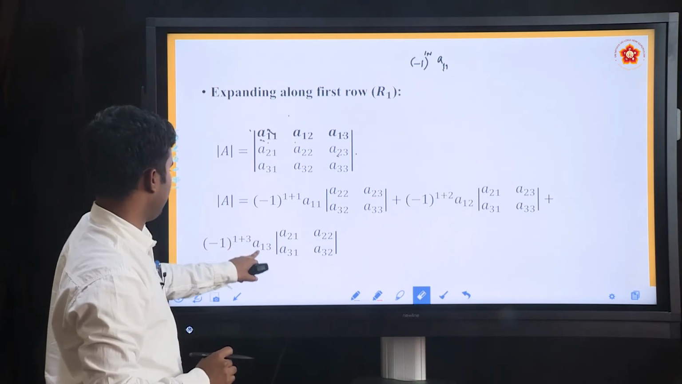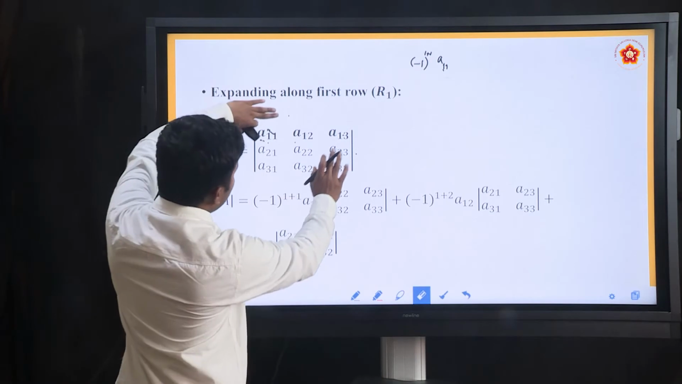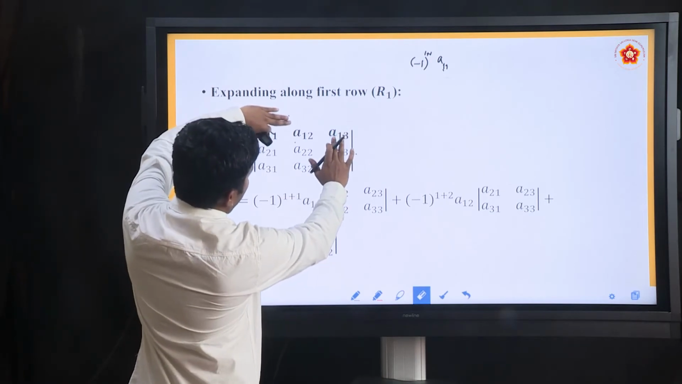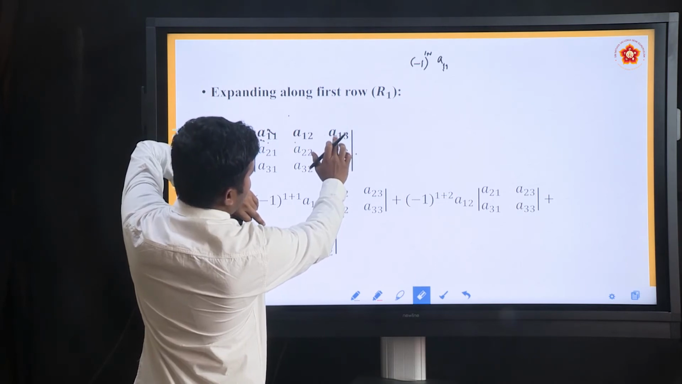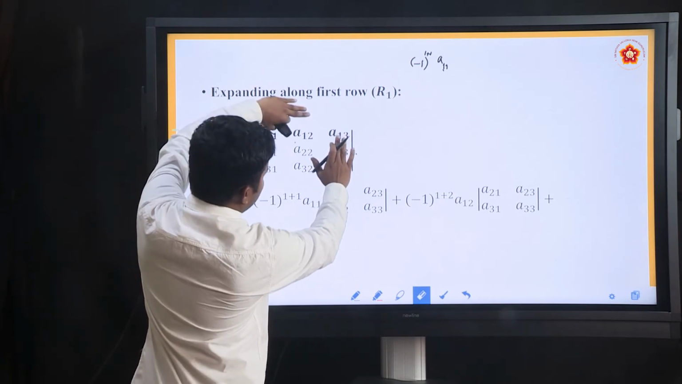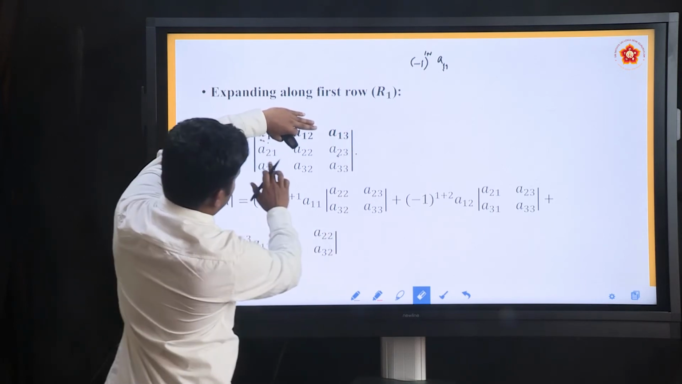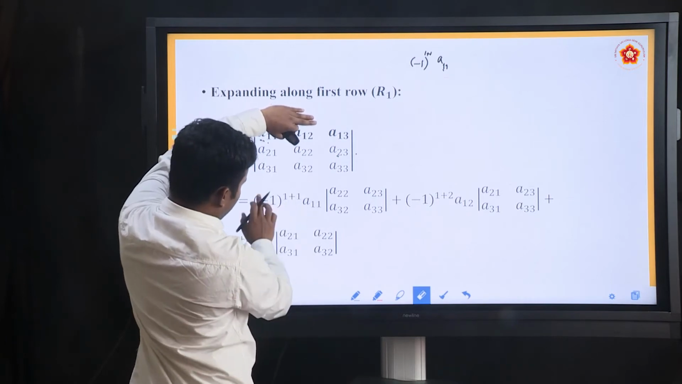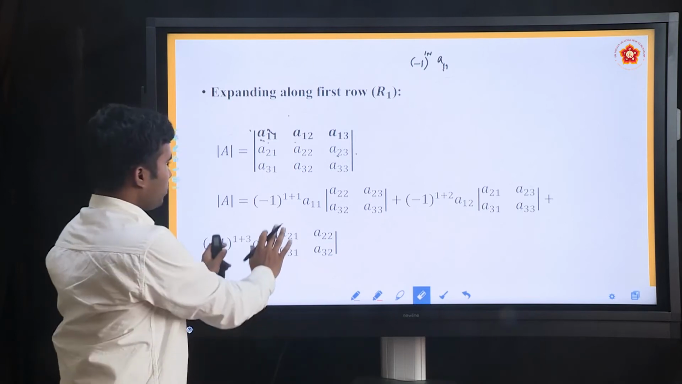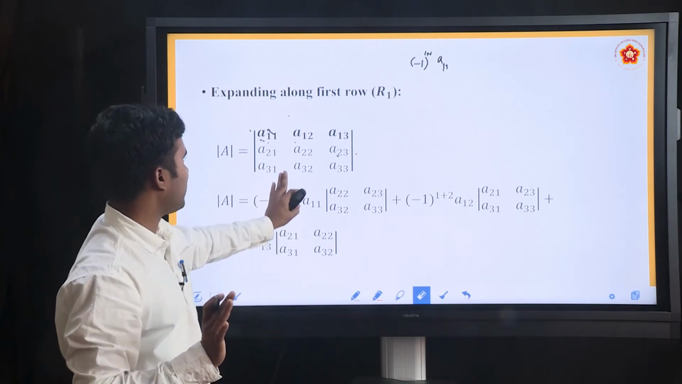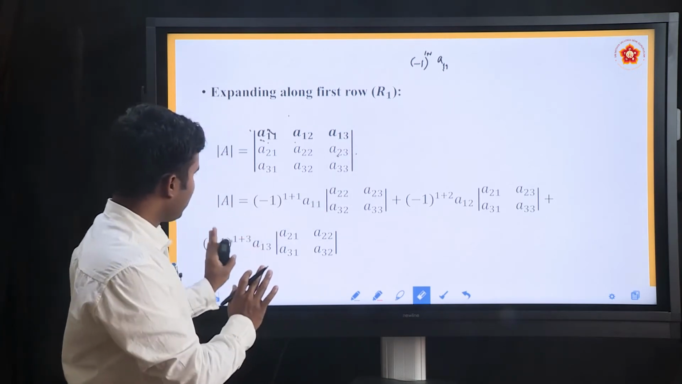What is this 1 plus 3? The sum of the suffixes of this element, A13. So now similarly you do the same thing. What is the position of A13? That is the first row, third column. You delete first row and third column, understand? So what are the elements we have left here? A21, A22, A31 and A32. So this is how we can expand the determinant of order 3 along R1. Okay, this is the first step.